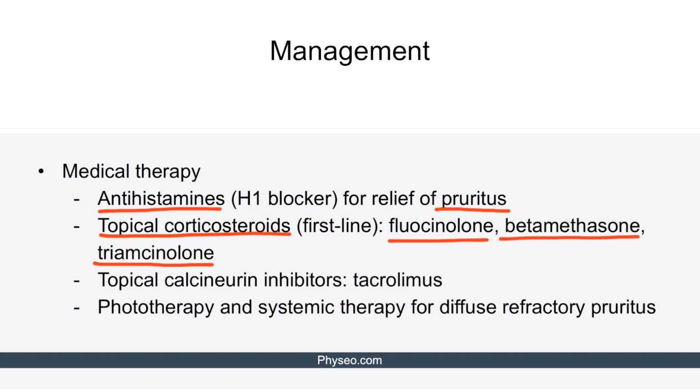Topical calcineurin inhibitors, such as tacrolimus, are used as steroid-sparing agents, but the idea is to actually go for the steroid. Phototherapy and systemic therapy should also be used in the case of diffuse pruritus that is refractory to medications, such as the antihistamines which you would have prescribed.